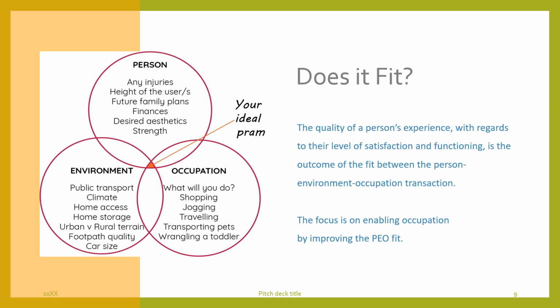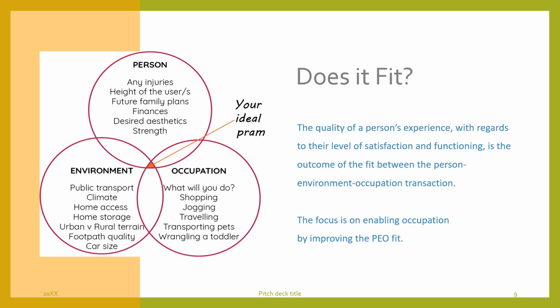So here's another example of what it looks like when it's taken out of the larger picture, talking about the quality of a person's experience with regards to their level of satisfaction and functioning as the outcome of the fit between the person, environment, occupation transaction. And the focus of this model is on enabling occupation by improving the person, environment, occupation fit.